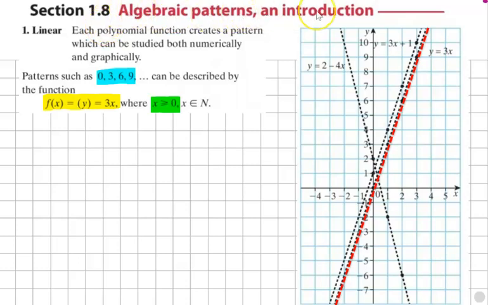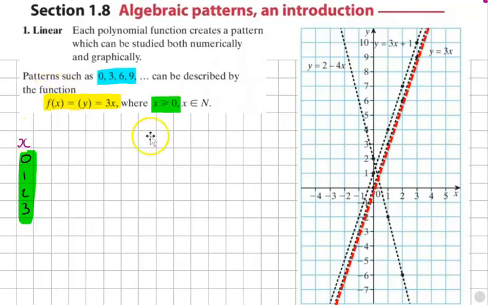Algebraic patterns and introduction. Linear. Each polynomial function creates a pattern which can be studied both numerically and graphically. Patterns such as 0, 3, 6, 9, ... can be described by the function f(x) = y = 3x, where x is greater than or equal to 0 and x is an element of the natural number set. So drawing this out graphically, it's the red line. Okay, so we can see it's a straight line and it has a positive slope.